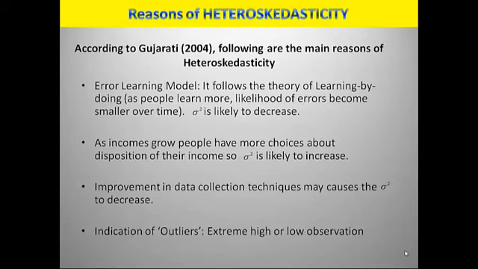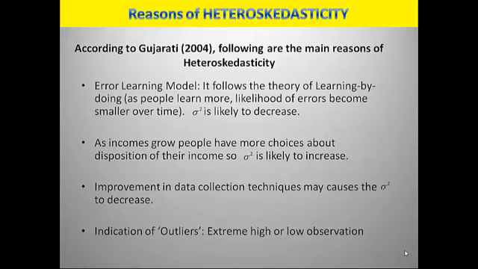So what are the reasons for heteroskedasticity? According to Gujarati, the following are the main reasons. Number 1. Error learning model. It follows the theory of learning by doing. It means as people learn more, the likelihood of errors becomes smaller over time. So sigma square is likely to decrease.